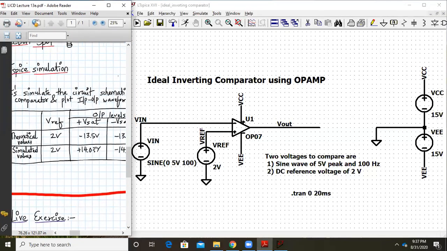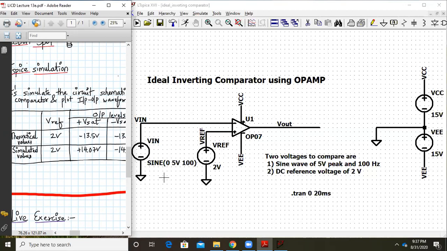Now it's fine. So this is my ideal inverting comparator using op-amp, which has plus minus VCC supply, and its op-amp is OP07 in the open loop configuration. V reference 2 volts is applied to the non-inverting terminal. V in is applied to the inverting terminal. And V in is your sine wave of 5 volts peak and 100 hertz frequency.